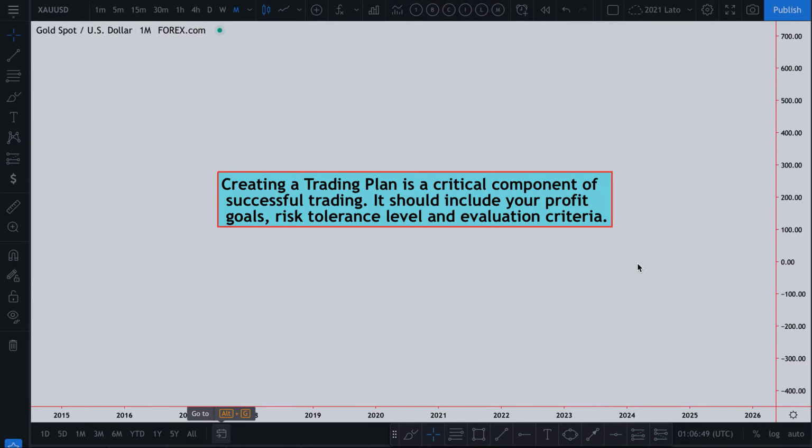Today I'm going to be breaking down XAU USD, which is gold.